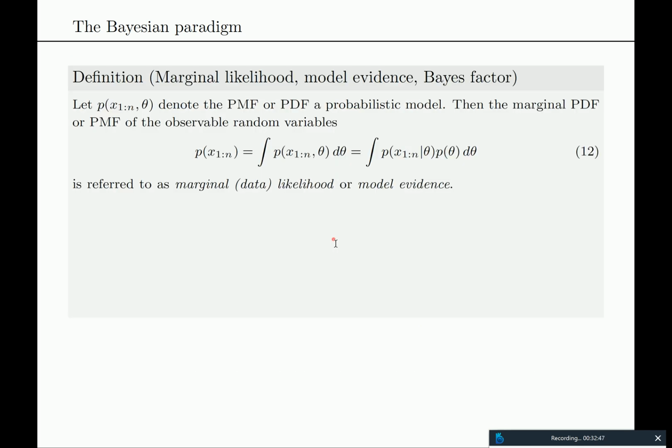Good. Two more things about the Bayesian paradigm. So far we've seen the posterior distribution. Of course, based on the joint distribution, so based on the probabilistic model, you can also form the marginal distribution of the data, by integrating out the parameter random variable from the joint distribution, or if you want from this expression of the joint distribution as the prior and the likelihood. This marginal distribution is then usually referred to as the marginal likelihood, as the marginal data likelihood, or as model evidence. I like the term marginal data likelihood a little bit more than evidence, because you have a joint distribution and you have a marginal data distribution.